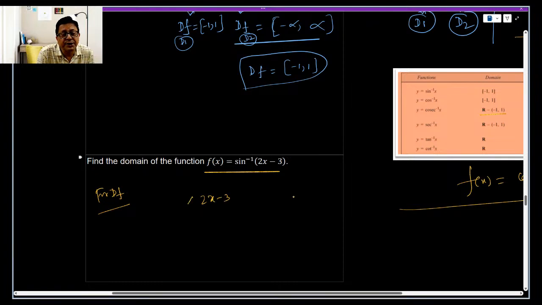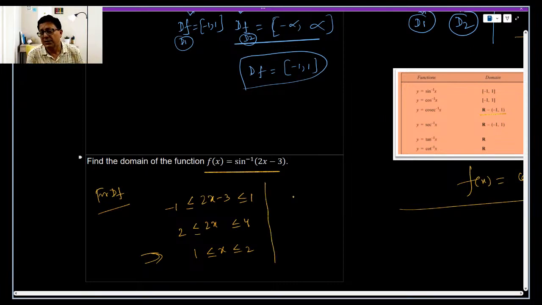2x minus 3 should be greater than or equal to minus 1 and less than or equal to 1. So 2x should be greater than or equal to 2 and less than or equal to 4. This implies x is greater than or equal to 1 and less than or equal to 2. Very easy to do now. Textbook sum. So the domain of f is going to be [1, 2]. Hope you have understood.